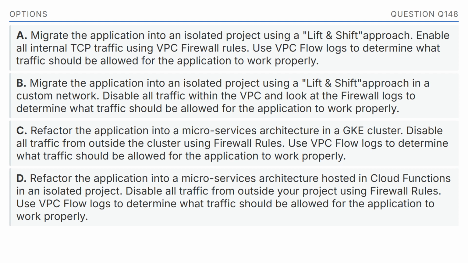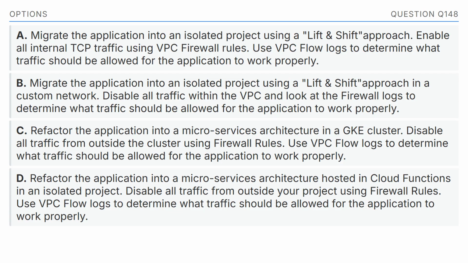Option C, refactor the application into a microservices architecture in a GKE cluster. Disable all traffic from outside the cluster using firewall rules. Use VPC flow logs to determine what traffic should be allowed for the application to work properly.